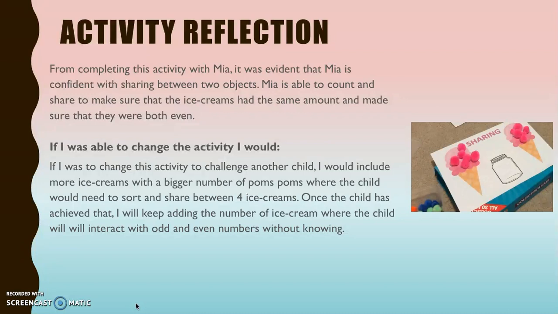If I was to change this activity, I would maybe add more ice creams in, so maybe starting with 3 and then we can add another one, so going 4, 5, 6, and then also experience with odd numbers and see how they go with that, and what happens if there isn't enough, or if one ice cream has too many, and just adding larger amounts of pom-poms as well.